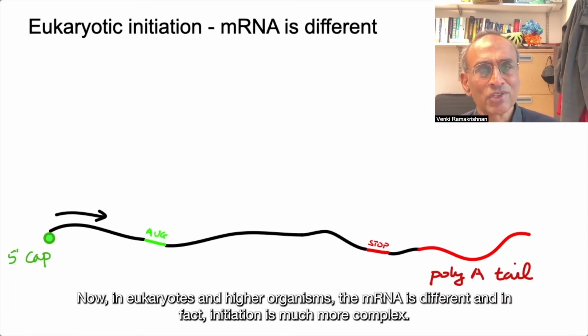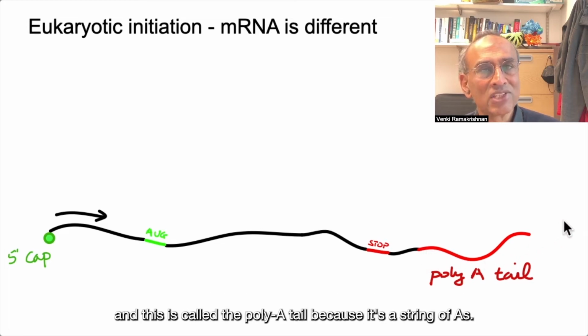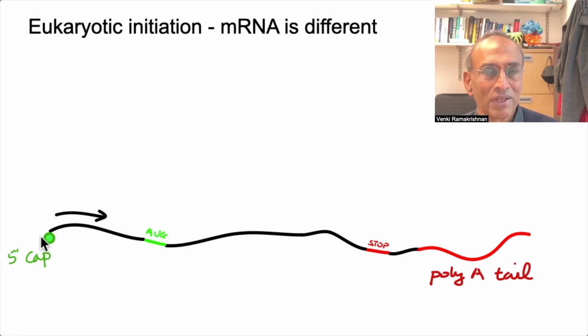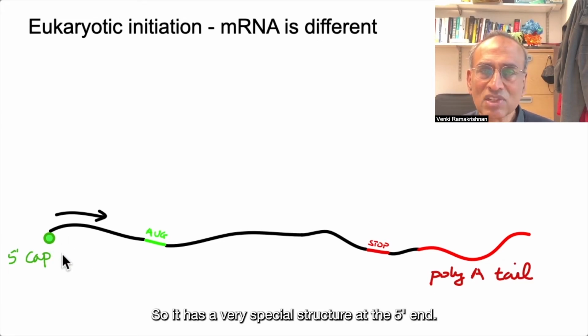Now, in eukaryotes and higher organisms, the mRNA is different, and in fact, initiation is much more complex. So the first thing is that beyond the stop codon, eukaryotes add a string of adenine nucleotides to the mRNA, and this is called the poly-A tail because it's a string of A's. And not only that, but the 5' end is capped by a particular diguanine residue. So it has a very special structure at the 5' end.